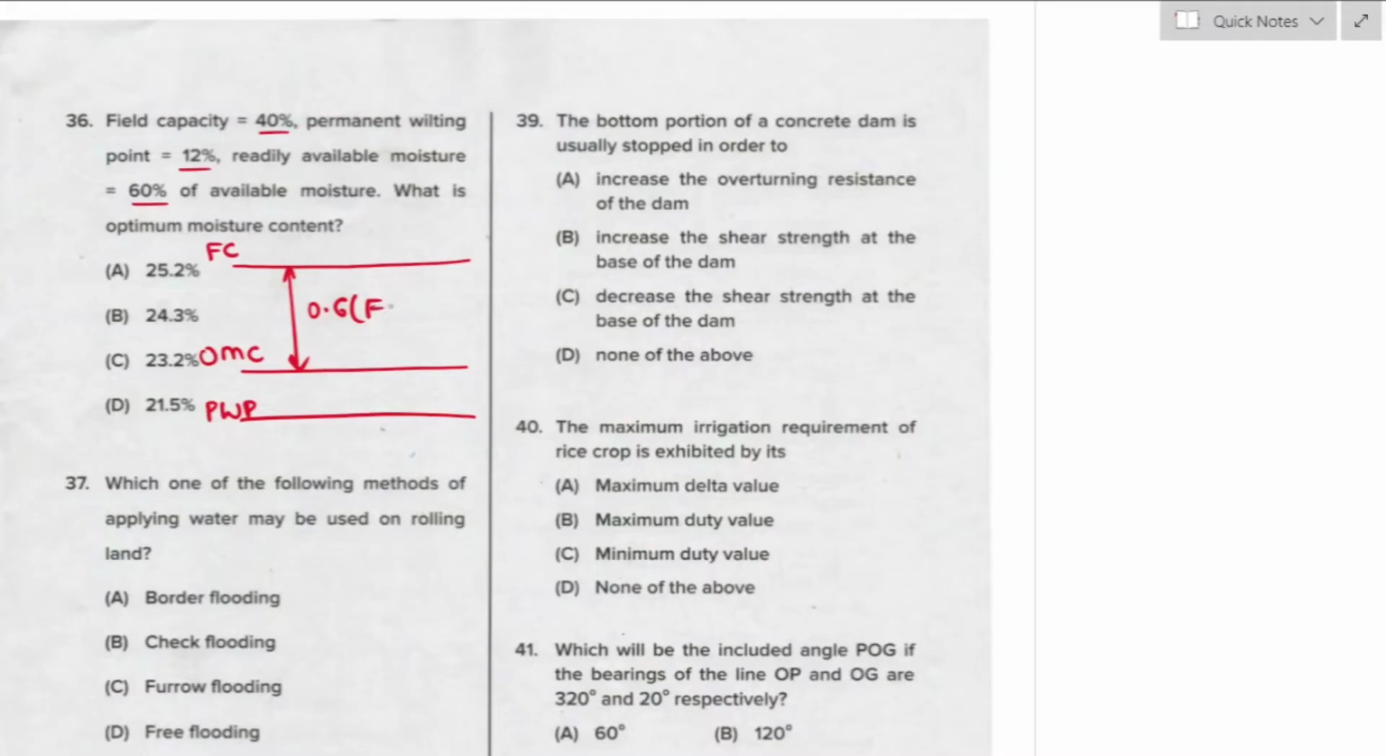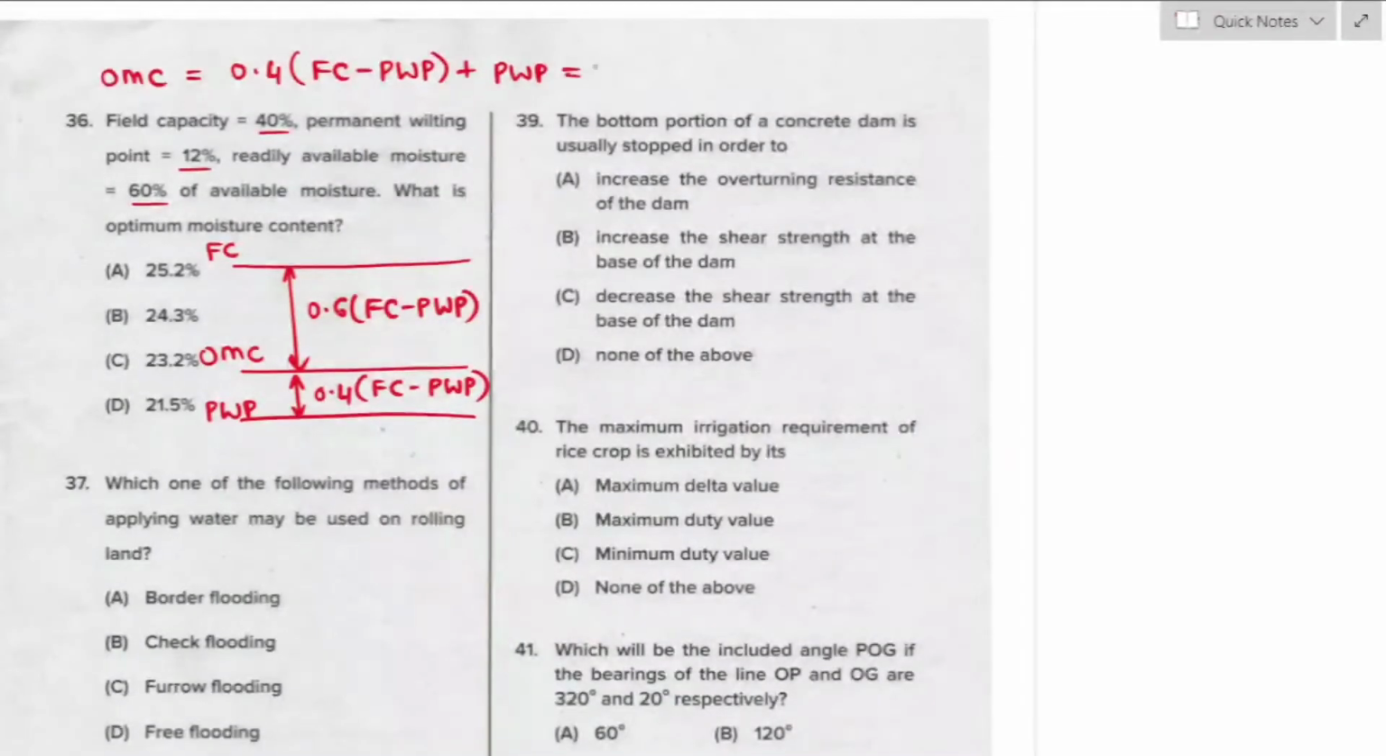So this zone will be 0.6 times of field capacity minus permanent wilting point, and this zone will be 0.4 times of field capacity minus permanent wilting point. So in order to determine optimum moisture content, it is 0.4 times of field capacity minus permanent wilting point plus permanent wilting point percentage. So 0.4 into field capacity is 40%, permanent wilting point is 12%. So optimum moisture content will be 23.2%. Option C is the right answer.